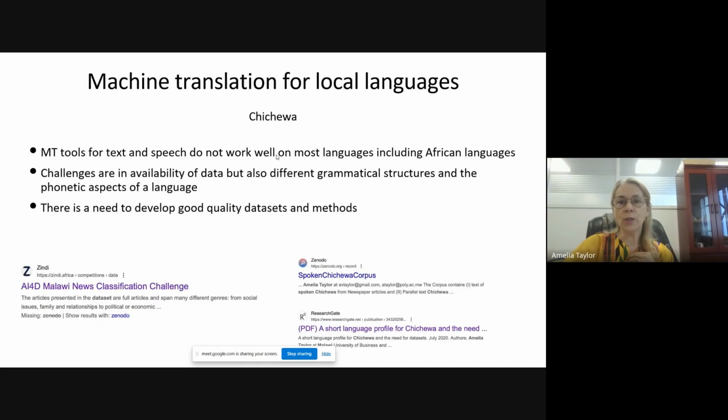So I'm going to go to the next example. This is machine translation for local languages. MT there is really machine translation. I was new to this language. As I said, I moved to Malawi in 2012.